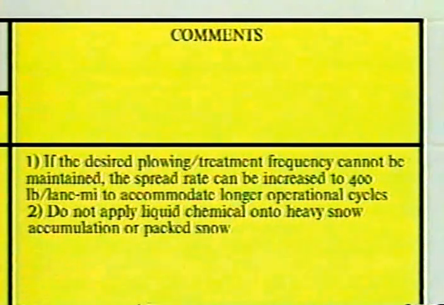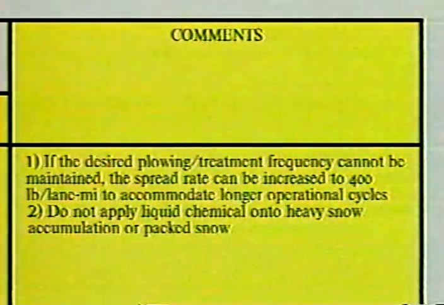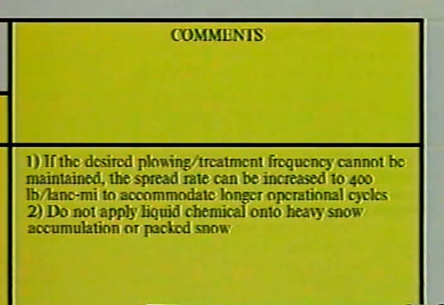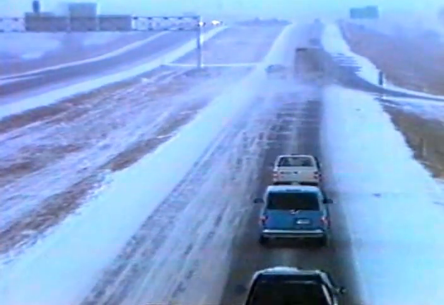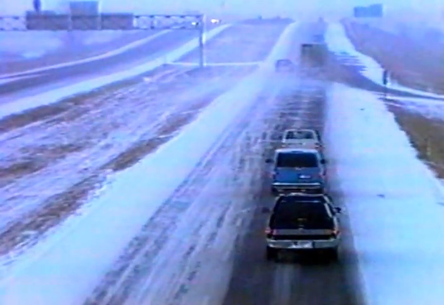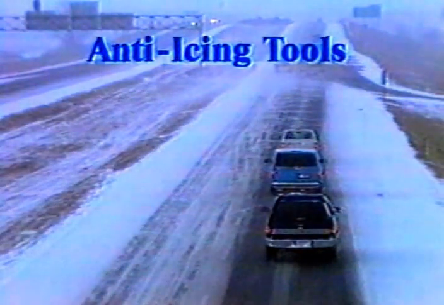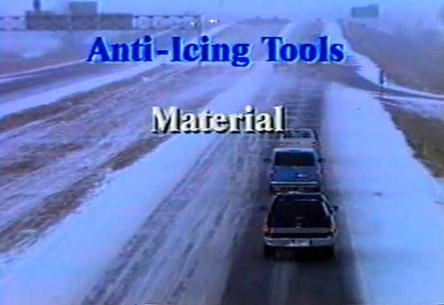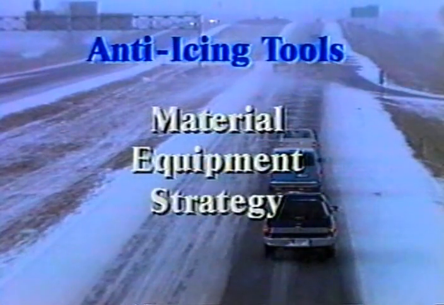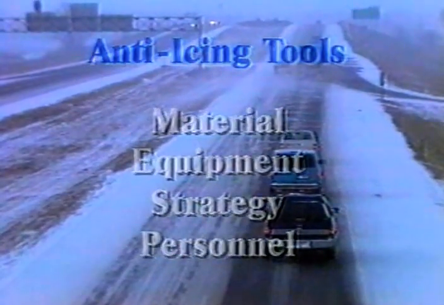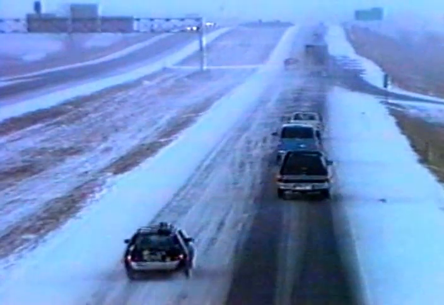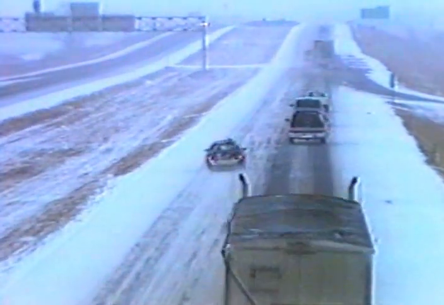If the desired plowing treatment frequency cannot be maintained, the application rate can be increased to 400 pounds per lane mile to accommodate longer operational cycles. Do not apply liquid chemicals onto thick snow accumulation or packed snow. Anti-icing is a systematic approach to winter road maintenance that requires the application of the right tools, material, equipment, strategy, and personnel at the right place and at the right time to minimize the impact of the ice pavement bond.